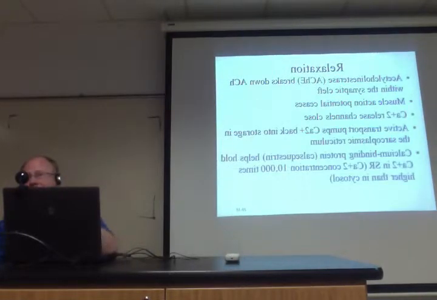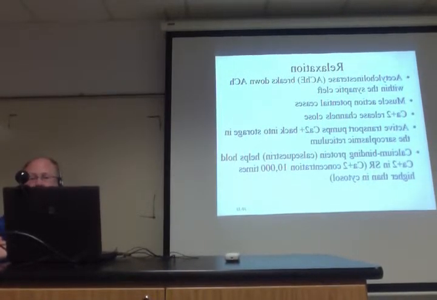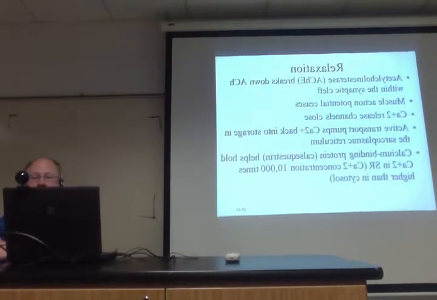So, if that was contraction, we should talk about almost the opposite, relaxation. And when it comes to relaxation, we're going to need to be able to break down our neurotransmitter. And the way that we break down our neurotransmitter of acetylcholine is with an enzyme, acetylcholinesterase, AChE. This is going to break down the acetylcholine that we have within the synaptic cleft.